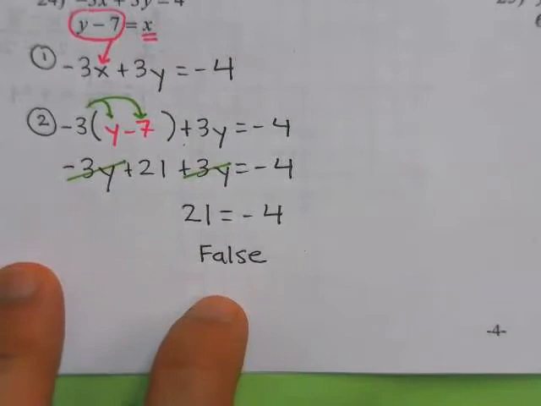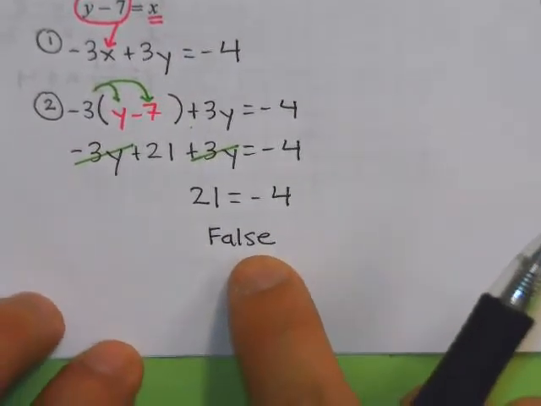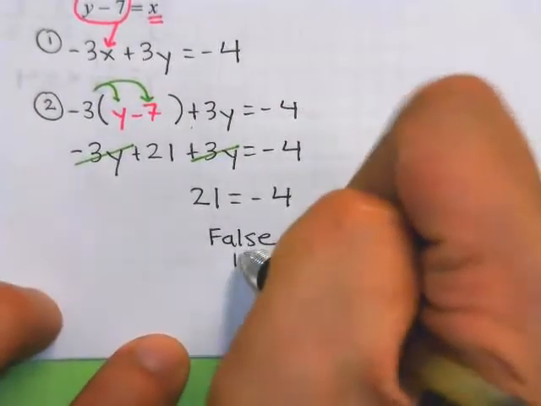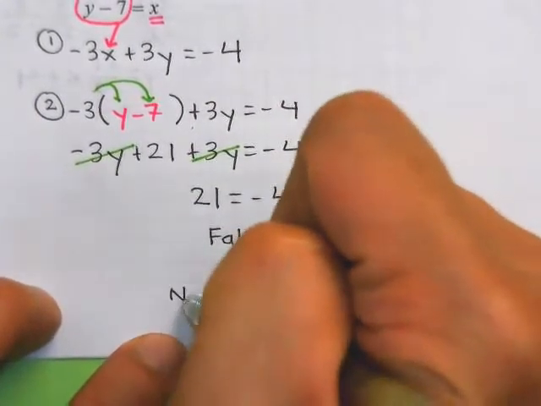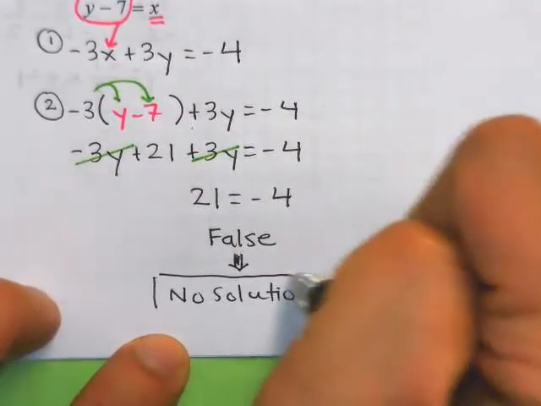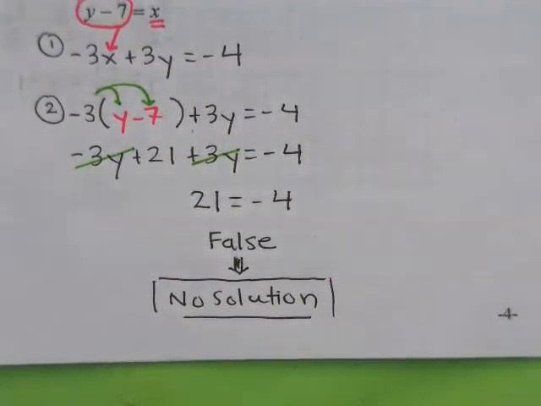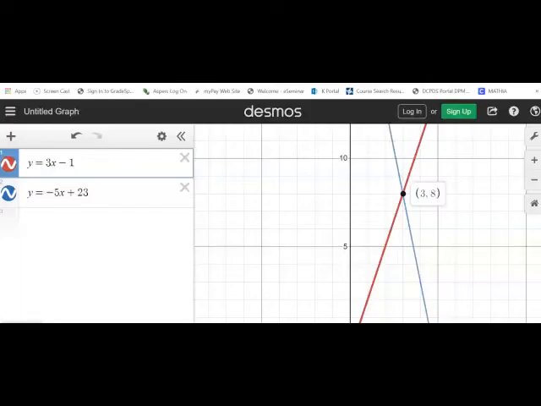But anyway, for us, 21 does not equal negative 4. It is going to be false. But this is not the answer that you're going to put. If it is false, you are going to put no solution. I'm going to explain why that is on decimals.com right now. I always want to give you a visual of what you are trying to solve for, the reason why it's no solution.